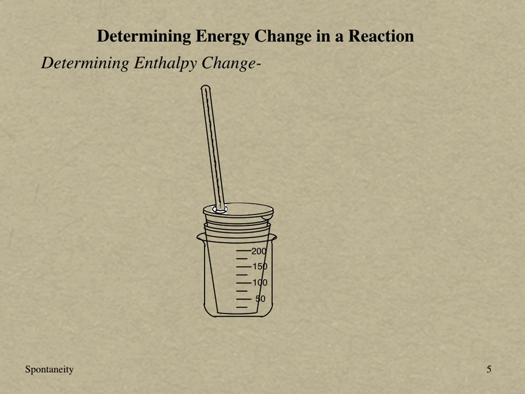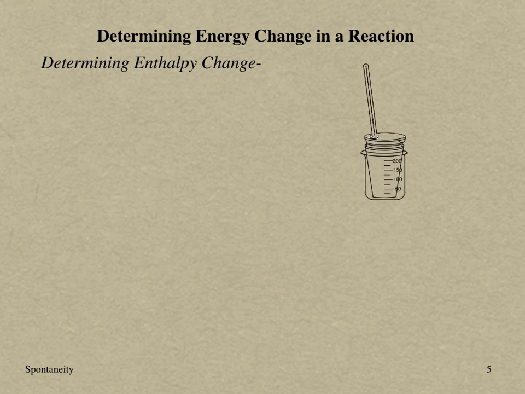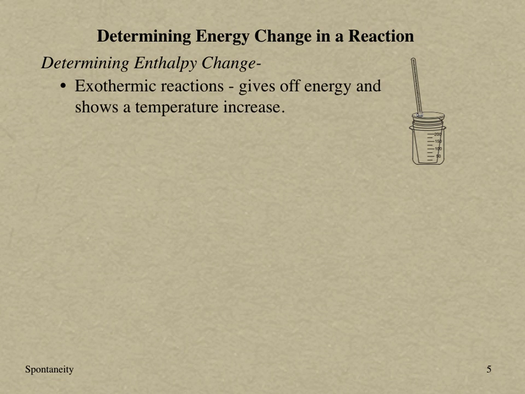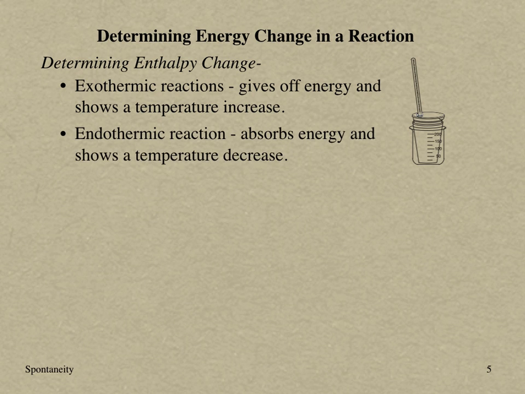If you've completed any experiments involving calorimetry, you have measured the temperature change of a reaction that is occurring in the calorimeter. This temperature change indicates whether a reaction is absorbing or giving off energy. A reaction that gives off energy in a calorimeter will show a temperature increase and is an exothermic reaction. A reaction showing a temperature decrease is one that absorbs energy and is an endothermic reaction.